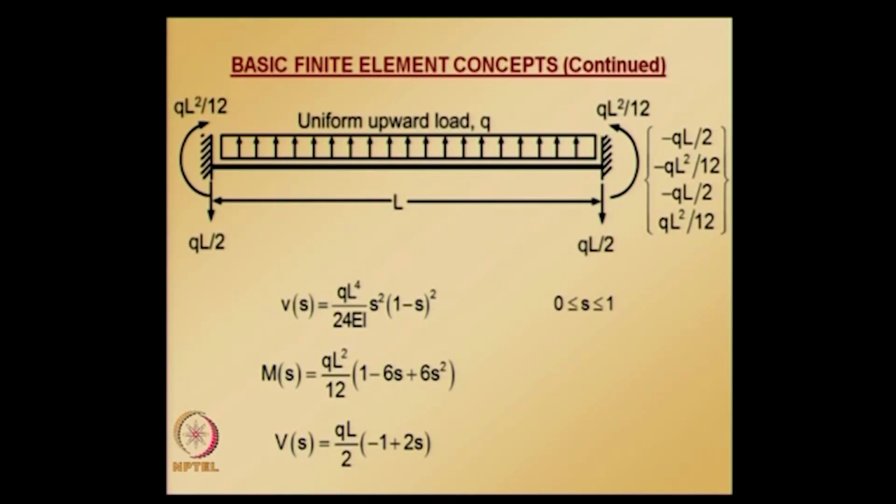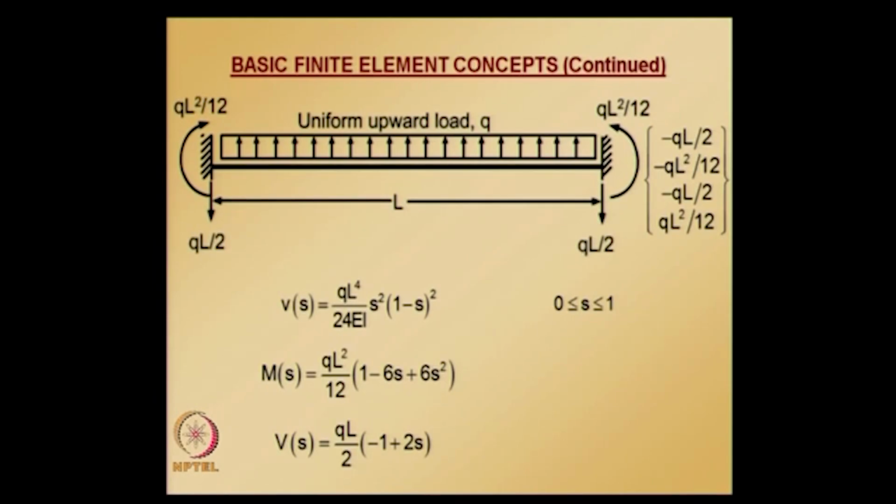where S goes from 0 to 1, S equal to 0 corresponds to the left end, S equal to 1 corresponds to the right end. So at any point along the beam length, by changing the S value we can get the transverse displacement value, moment and shear.